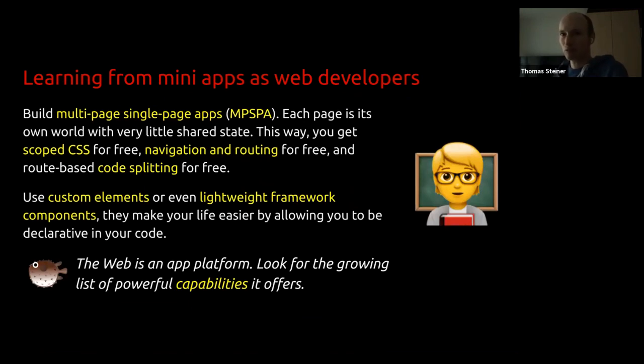Like that, you get scoped CSS for free, you get navigation and routing for free, you get route-based code splitting for free. You get just so many things for free that in modern single-page applications, you have to build, or the framework has to rebuild, for the browser. If you use something like, as I said, I'm coining that term, a multi-page, single-page app, you get a lot of this for free. I will show you what I mean by this in a couple of minutes.